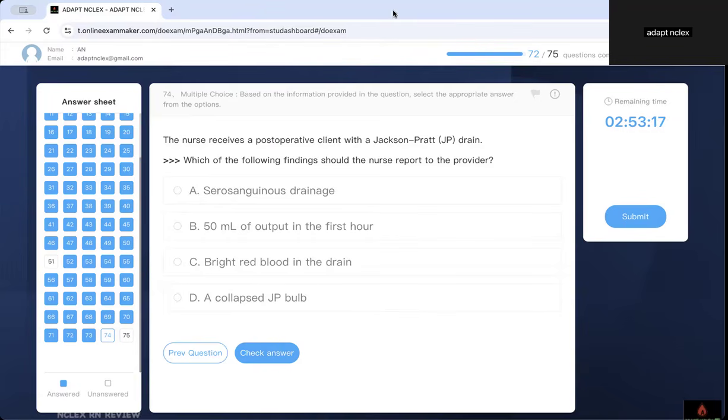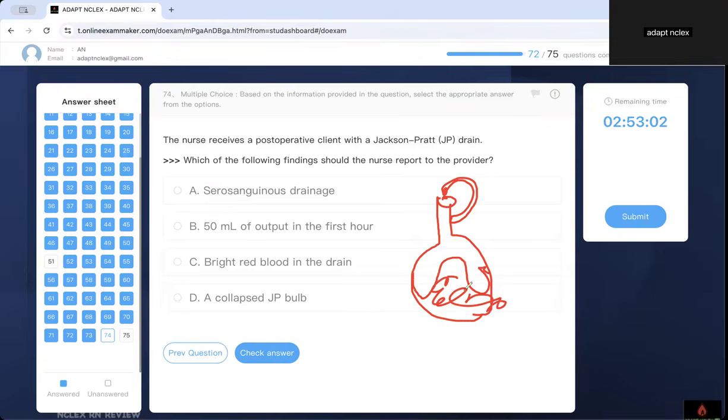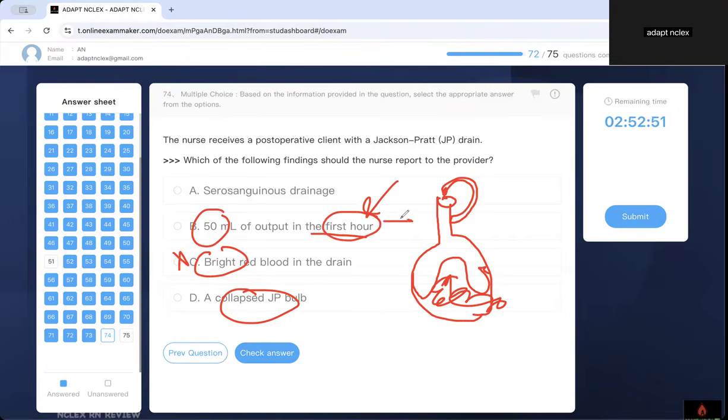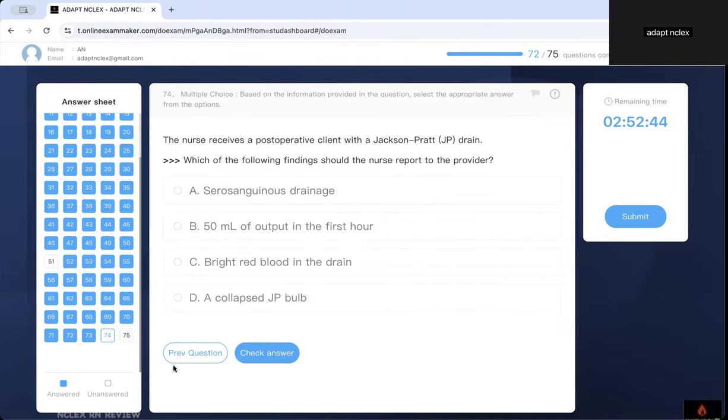A JP drain, that is Jackson Pratt, is like a grenade. It looks like that. And there is a cover here, and there is a lock. So this is where you put the pressure. For it to work, you have to put the pressure here and collapse it. So this is all collapsed. So the collapsed form is good. Bright red blood is bad. 50 ml output in the first hour is going to increase. That's normal. If it continues every hour, that's a problem. The drainage is usually serosanguinous. Therefore, we're not going to worry about it. This is a problem.